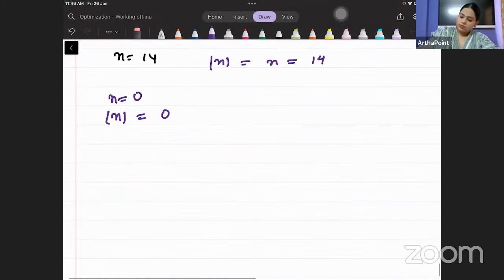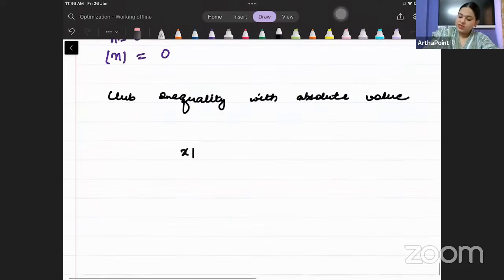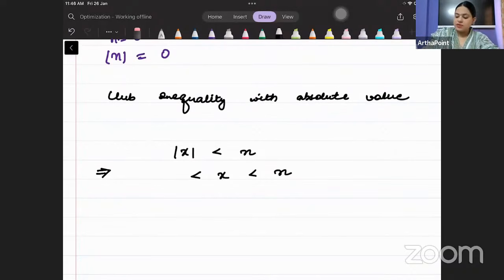Now, if I want to club inequality with absolute value, तो बेटा how can we club it? Mod of x less than n. इसका क्या मतलब है? इसका मतलब है x will be between minus n to n. How will you open this up? X is between minus n to n.